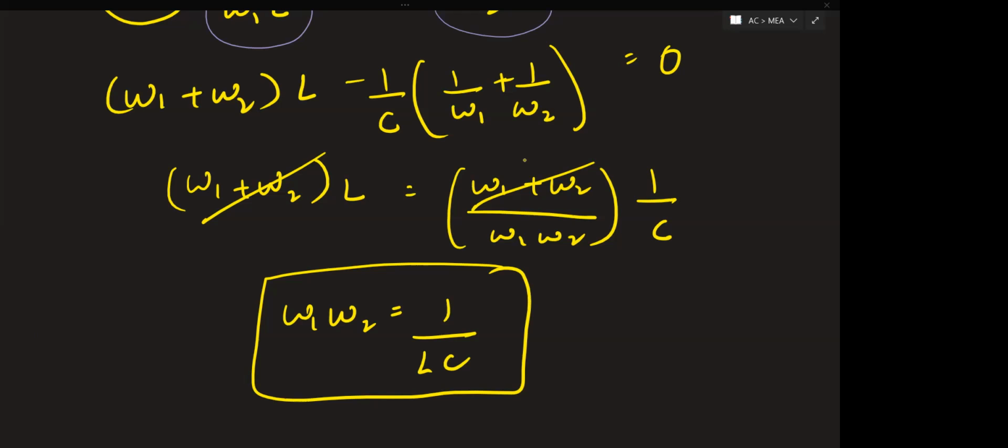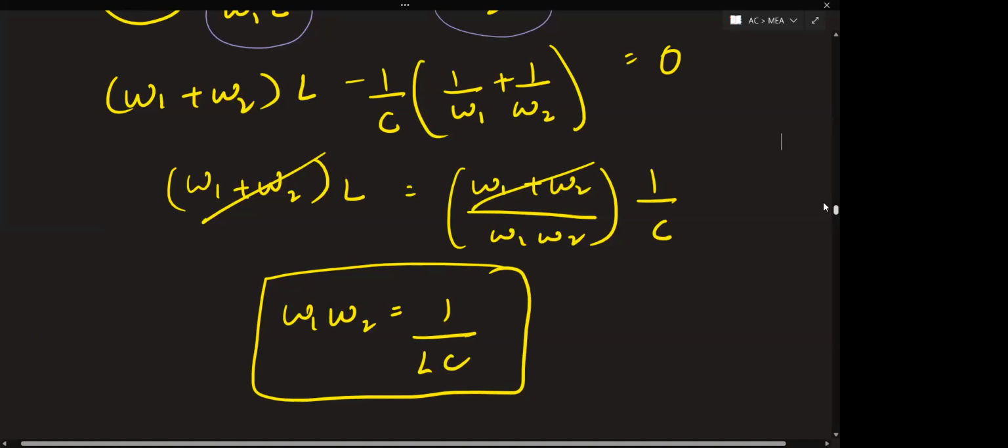Let me repeat this step. See, in the second step, I have taken common from here omega 1 and omega 2, so L has been taken common. So we were left with this. And here 1 by C was taken common, so this was left. Now this whole term was transported to the right side. LCM was taken, omega 2 plus omega 1 by omega 1 omega 2, and omega 1 into omega 2 was obtained. Now, why have we obtained this? This is because now we'll be requiring it.